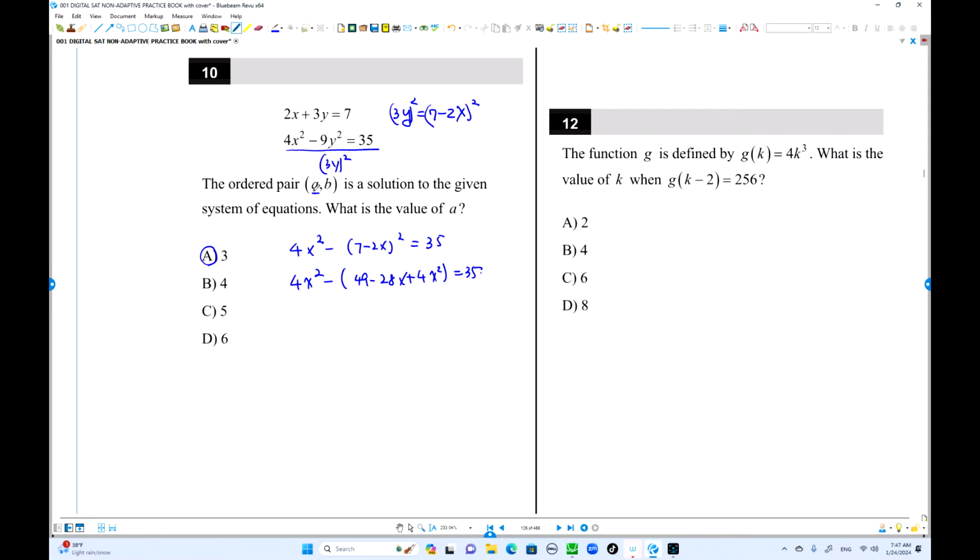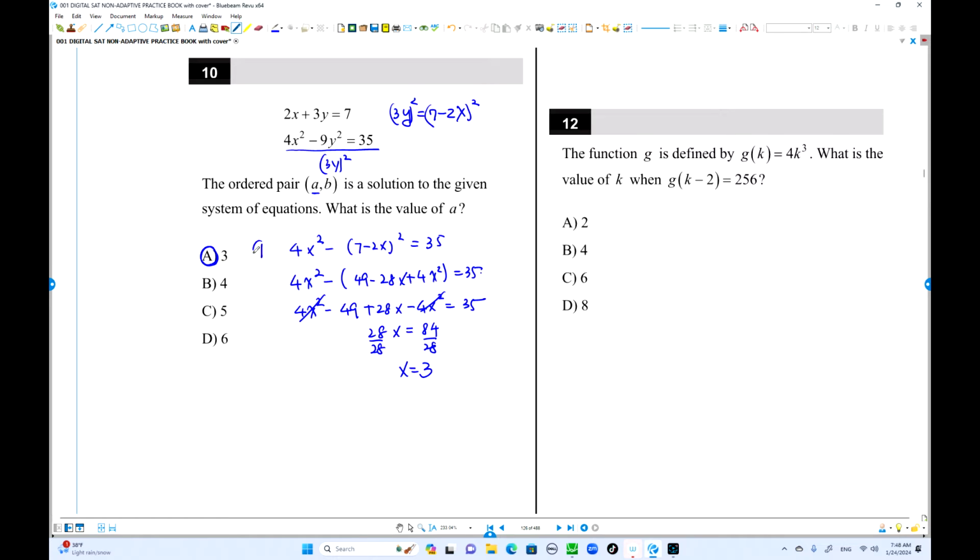Just solve for x. So 4x squared, I'm going to expand this one, 49 and 28x, and still minus 4x squared equals 35. This is cancelled out. So 28x equals 49 plus 35, 84, isn't it? When you divide 28 both sides, x equals 3. Oh, we got x equals 3 there.